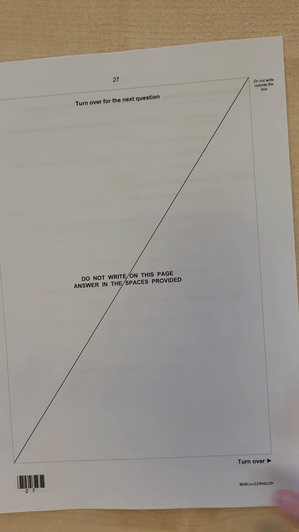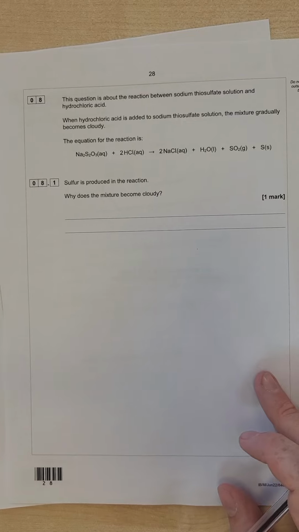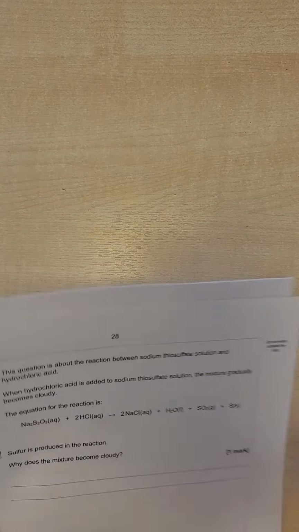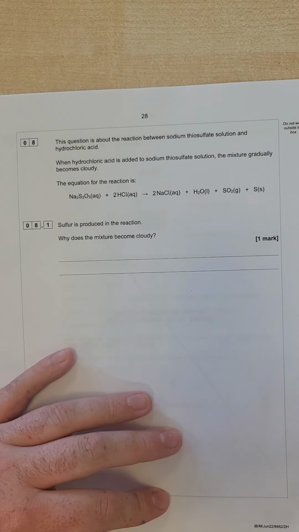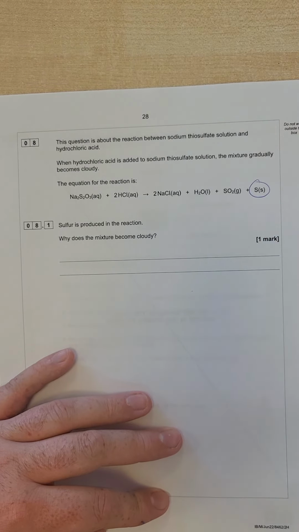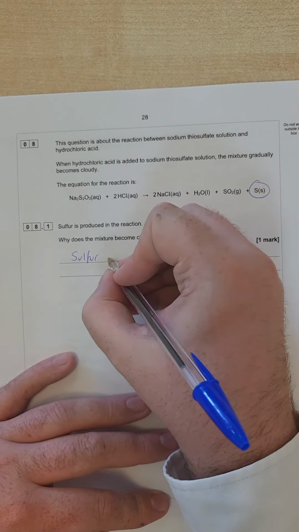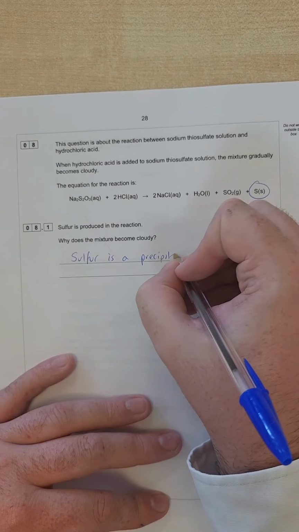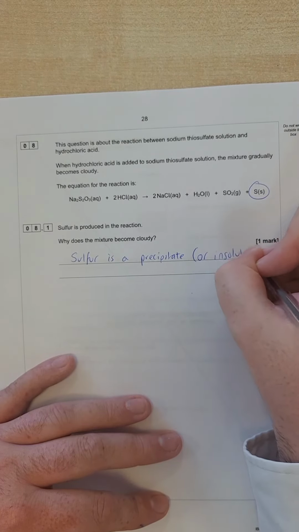Okay, last question I believe, which is question 8, and this is about our sodium thiosulfate required practical in a little bit of a different way. Why does the mixture become cloudy? It's because sulfur is a precipitate, or you could also say is insoluble.